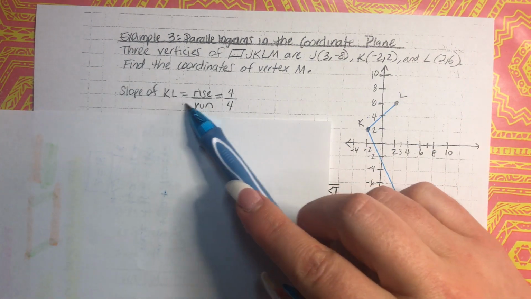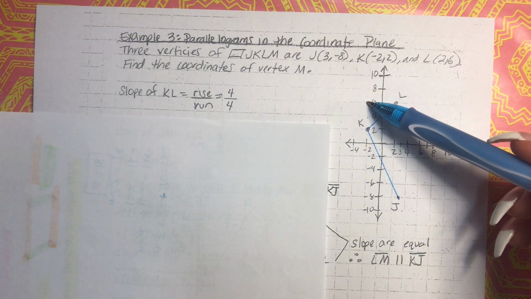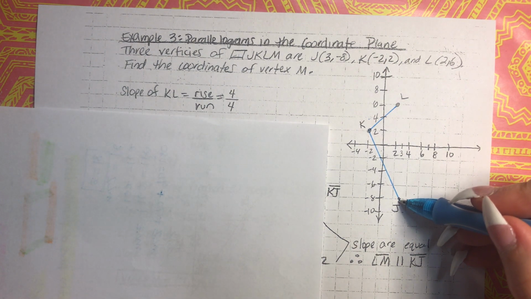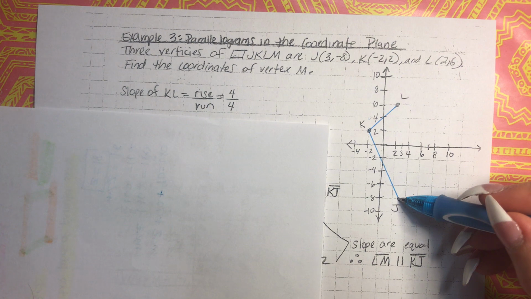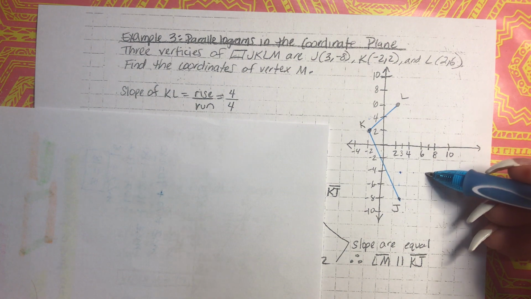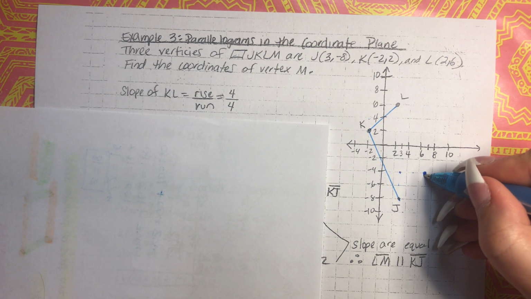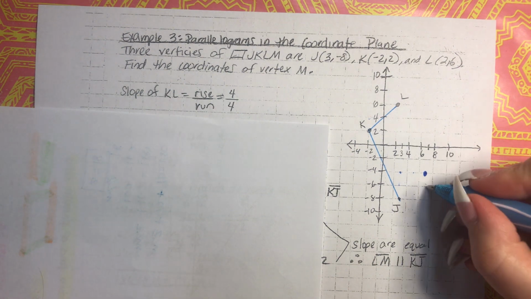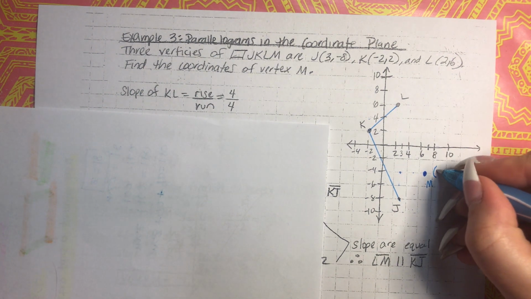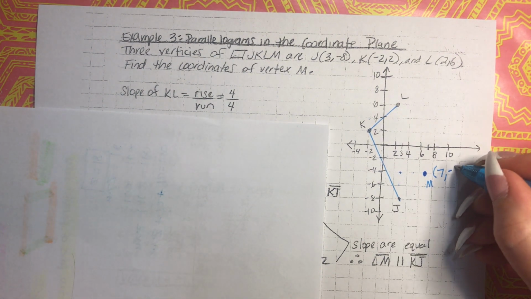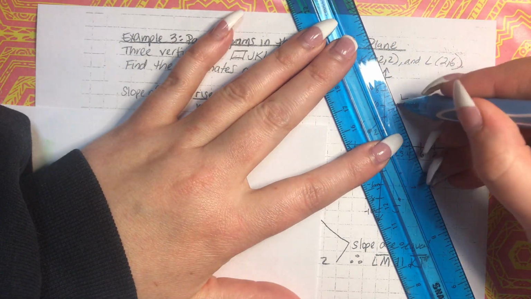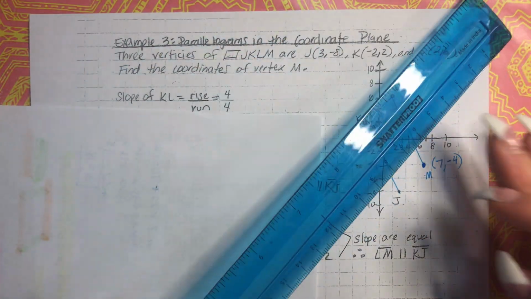The slope of KL is the rise over the run. The rise is 4, and the run is over 4. That means the rise is going to be the same for JM: up 4 and over 4. So this is where M should be, halfway between 6 and 8, so it would be (7, -4). Okay, so that is where M should be. Do you guys see that?